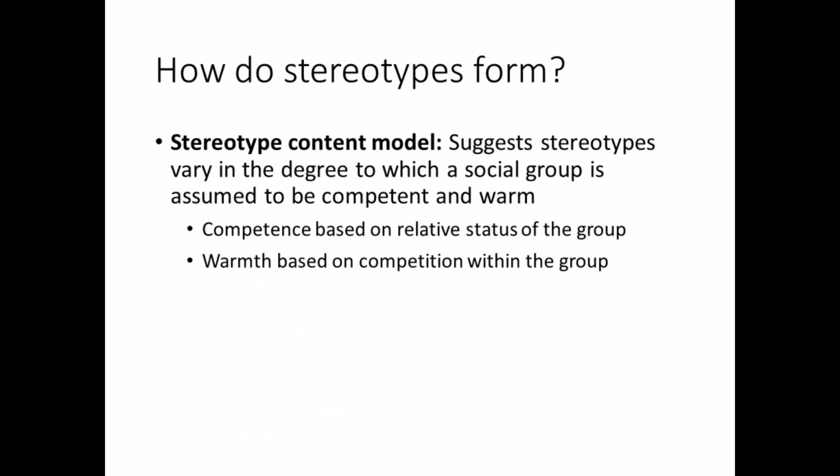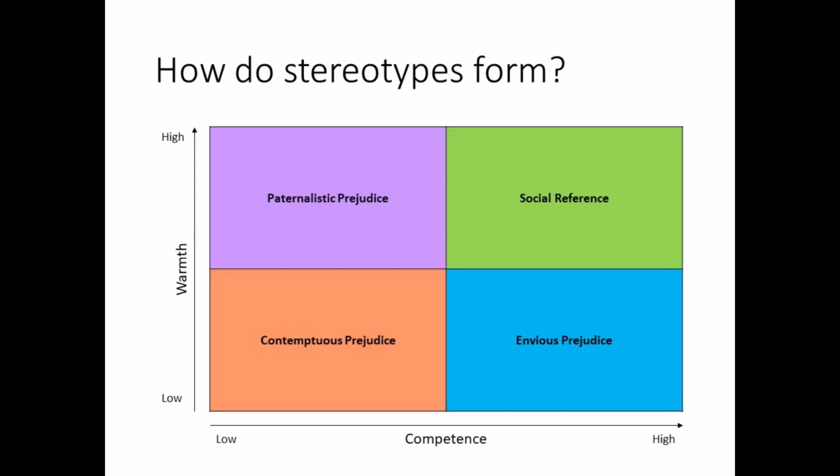The second theory we'll review is the stereotype content model. It suggests that the relative status of a group influences stereotypes about its competence. High status means high competence. It also suggests that the perceived competition within a group impacts stereotypes about its warmth. Low competition means high warmth. Let's look at how these two dimensions interact.